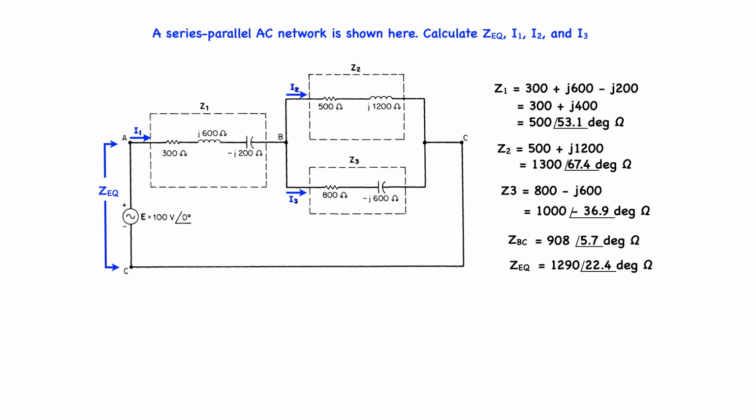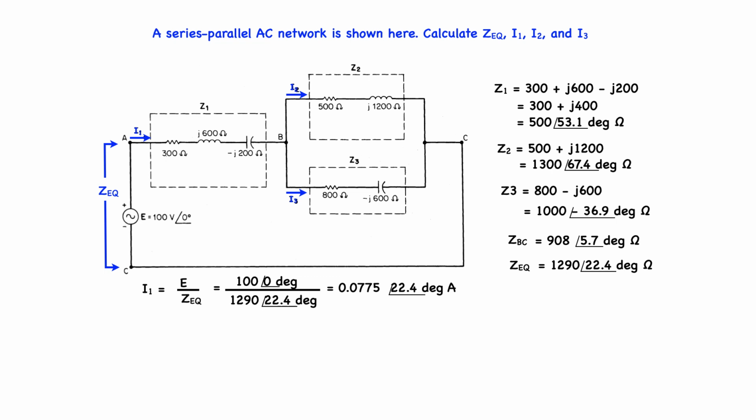Step 4 is calculate the currents. For that we use Ohm's law. I1 is equal to E all over ZEQ, or 1000 at 0 degrees all over 1290 at 22.4 degrees, or 0.0775 at minus 22.4 degree amps.